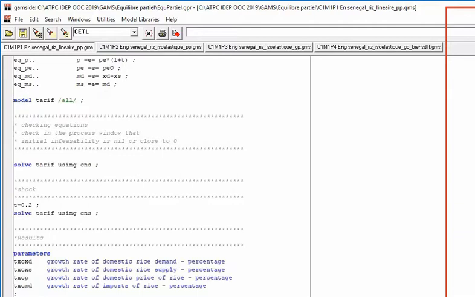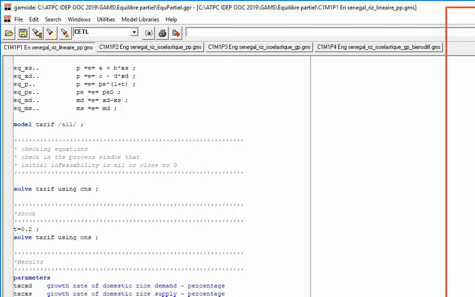Then the shock. The shock is the application of a 20% import duty. And then you've got the solve. For the second solve, you must have an initial infeasibility which is different from 0, because it means that for the third equation of the model, P is equal to PE multiplied by 1 plus T. This equation will no more be respected, because right now T is equal to 20% instead of 0.